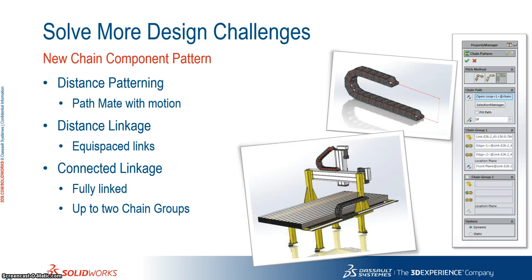So first off, let's talk about the new chain component pattern. So now we can do a whole chain, like a bicycle chain within SolidWorks. We've three different options. We've distance patterning, distance linkage and connected linkage. I'm going to show you how to do all three, and I'll just bring you over into SolidWorks and show you some examples as well.